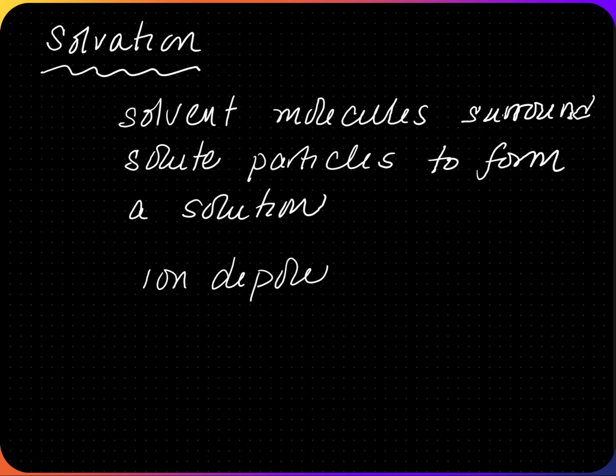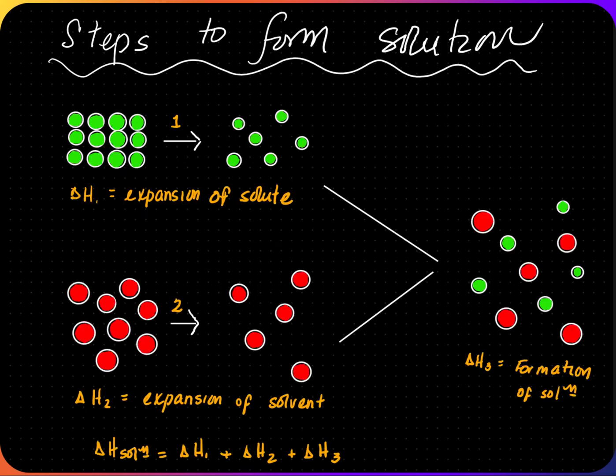It usually is an ion-dipole interaction. In general, there are 3 steps to form a solution. Step 1, or the enthalpy delta H1, is the expansion of the solute. Energy has to be inputted so the solute can spread apart to be surrounded by the solvent.